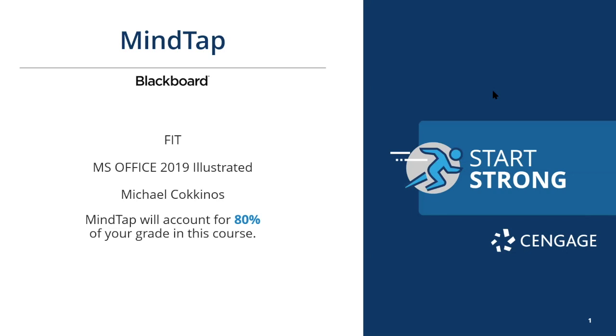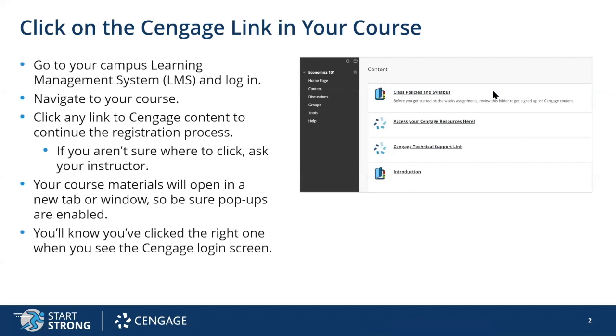So the first step is to log into Blackboard, which is your school's learning management system. Once you're in Blackboard, navigate over to the course that you're currently in, and there should be a few links. There might be one, there might be more than one that you can click on, and it might just say lesson 1, it might say welcome to Cengage. Once you click on the correct link, you'll know that you're in the right spot because the login screen is going to pop up. You need to make sure that your pop-ups are enabled because it's going to either open in a new tab or a new window.